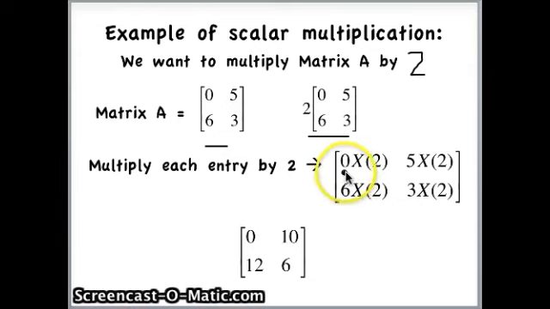We have to remember that each entry retains its position after being multiplied by 2. So 0 times 2 equals 0. It retains the A11 position as it had before. The A12 position, 5 times 2, becomes 10, but it still retains its position within the matrix. As you can see, there's a 2 by 2 matrix here, and the resulting matrix is a 2 by 2.